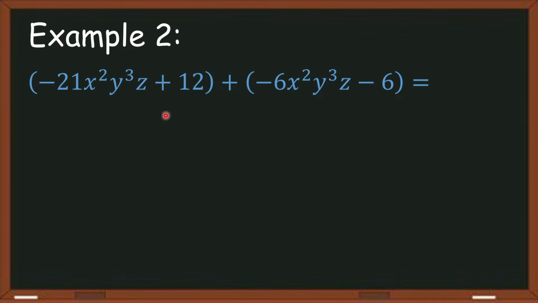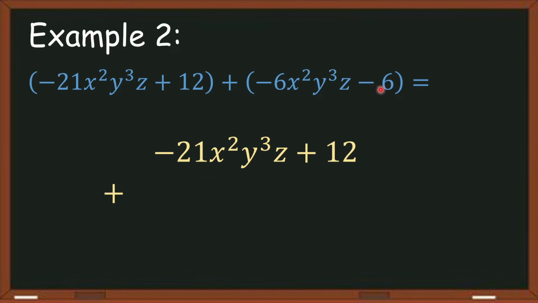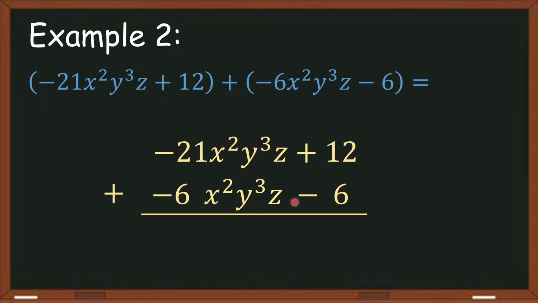Example number 2, i-add natin ito. So, sa unang tingin ay parang nakakatakot at parang mahirap. Pero sa totoo lang ay madali lang naman ito. So, all we have to do is to rewrite. So, itong part na to, i-rewrite lang natin dito. Siya yung nasa ibabaw. And then, plus natin. Itong part na to, ilagay lang natin sa ilalim. So, make it sure lang na tapat-tapat yung bawat similar terms. So, in this case, tapat-tapat naman yan.